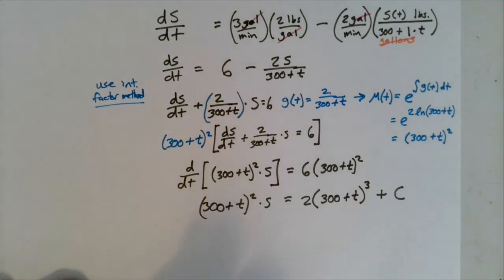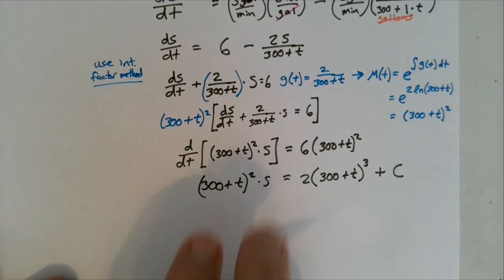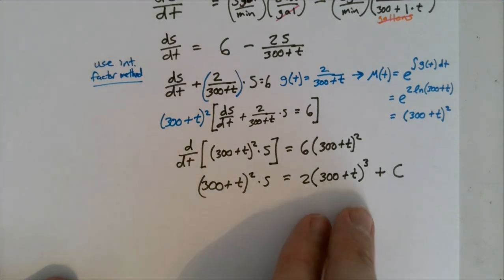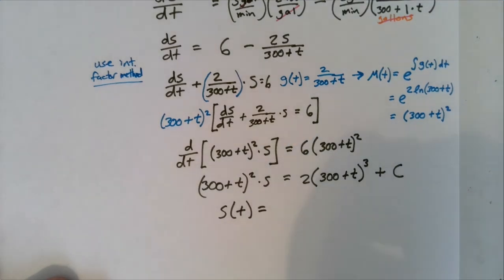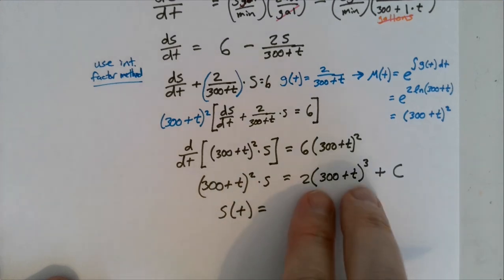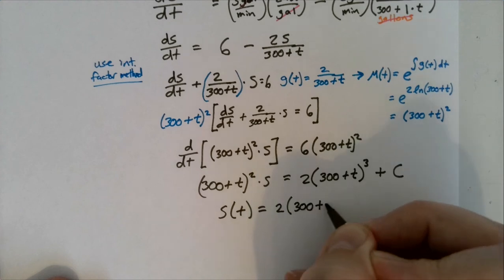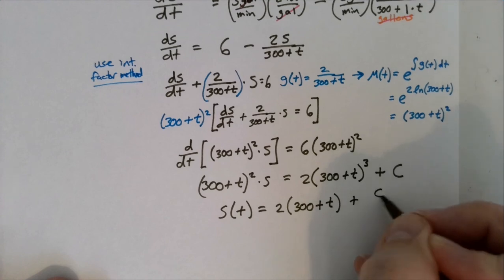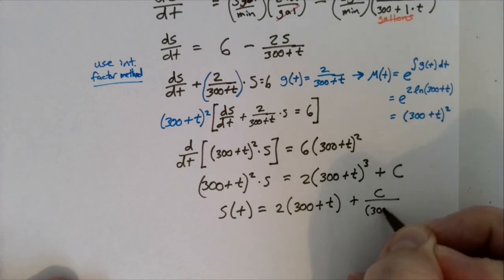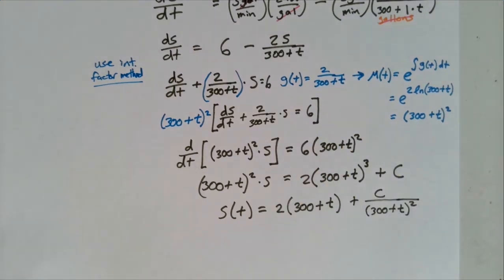I kind of skip the step where I'm integrating. I do it in my head. But if you need to write it out, you need to write it out. It's not the end of the world. Now, you'll notice over here, if I divide both sides by that 300 plus t quantity squared, then I'll get s of t equals, I'll have my general solution. Dividing this term by the quantity squared just gives me 2 times 300 plus t, plus my constant's got to get some love, so it's c over the quantity 300 plus t squared. And that's my general solution.